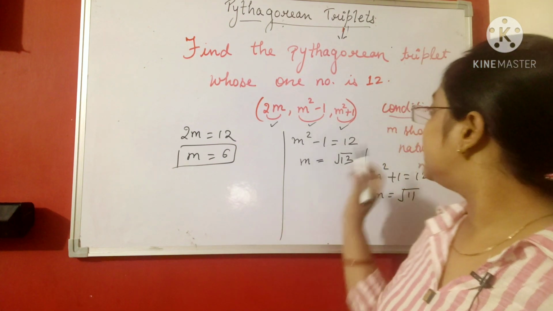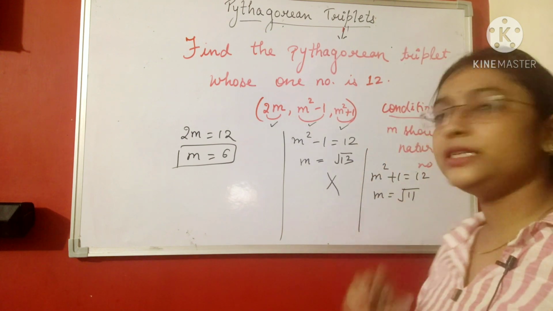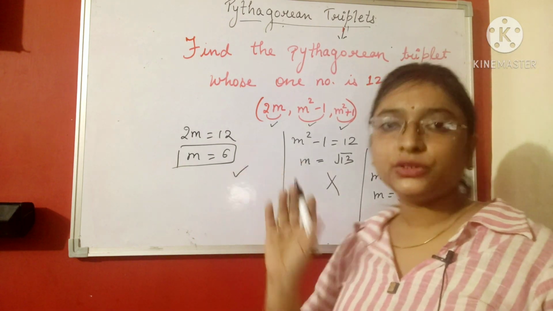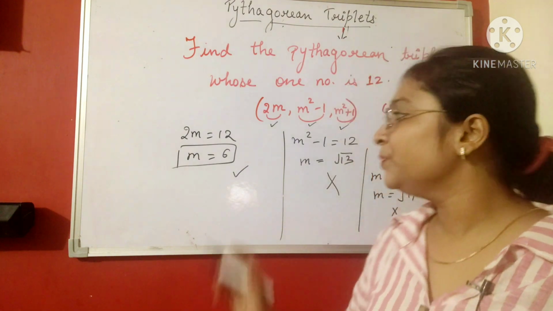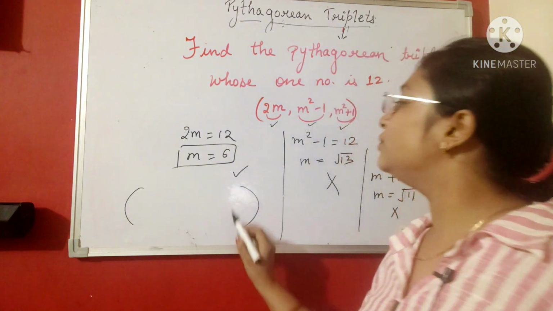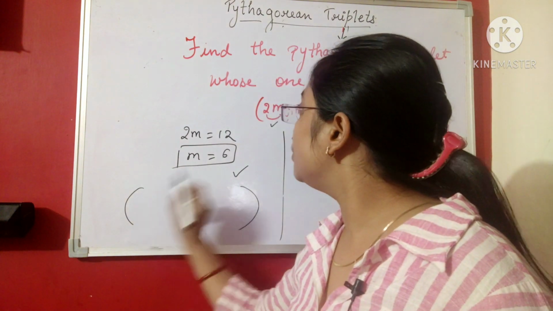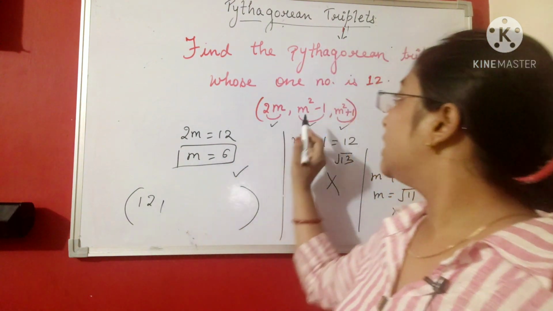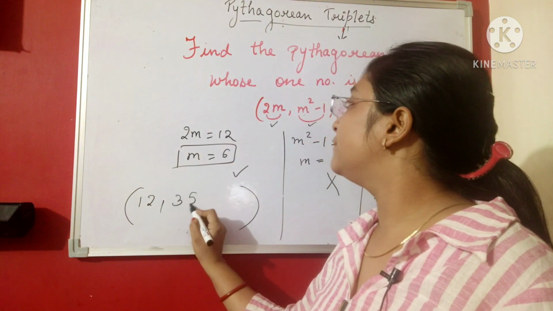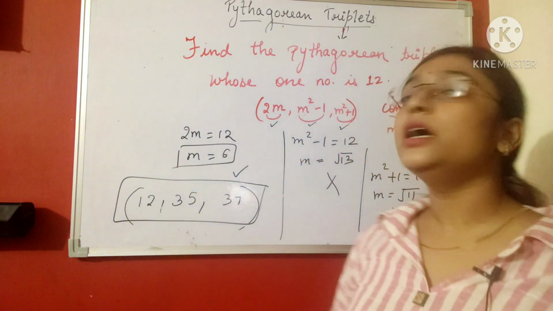Just now I told you that the value of m will be a natural number. Root 13 will be cancelled. Root 11 will be cancelled. So whatever is the natural number, that value we will take. For example, here m is equal to 6. Now we simply have to substitute this m in this triplet, right? So 2 into 6 will be 12. 6 into 6 is 36 minus 1 is 35, and 36 plus 1 is 37. So this is the triplet.